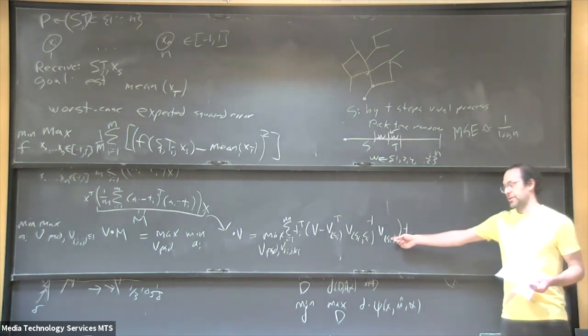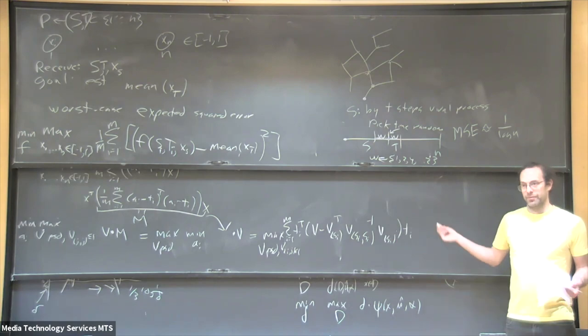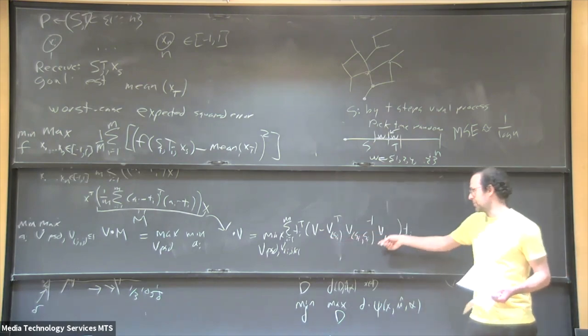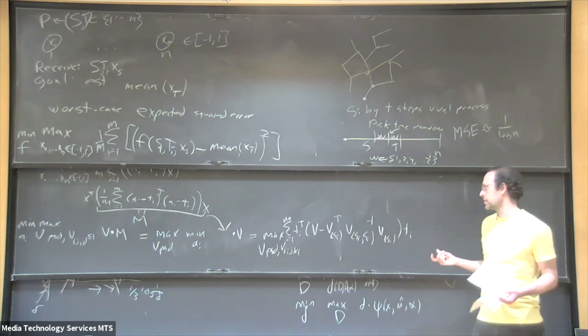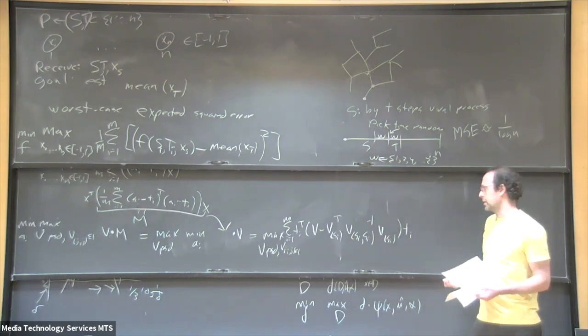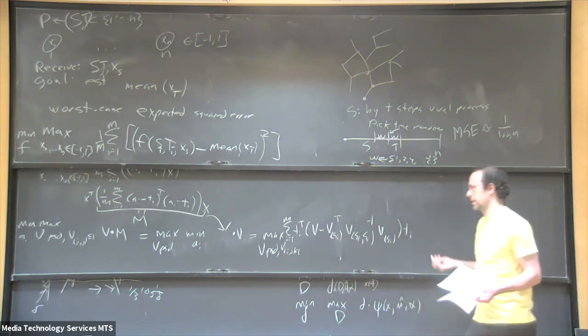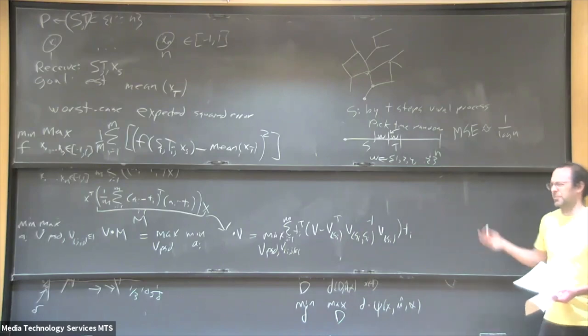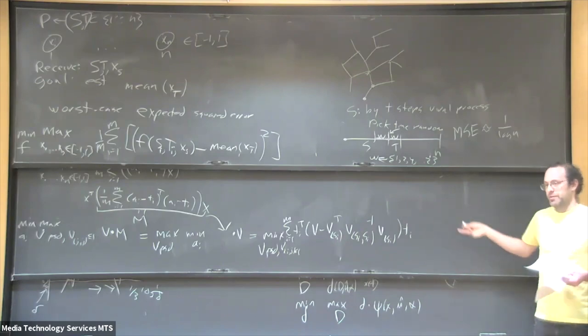I promise you this is actually convex in V. It doesn't look perfectly convex in V, but it's actually convex in V. V occurs in some triple product, including an inverse, but it's actually convex, as guaranteed by the minimax theorem. So this whole thing is some positive semi-definite optimization over something convex, and you can rephrase this as an entirely positive semi-definite problem if you want.